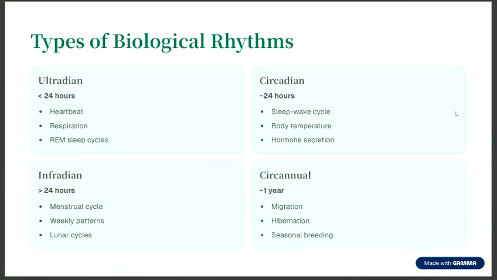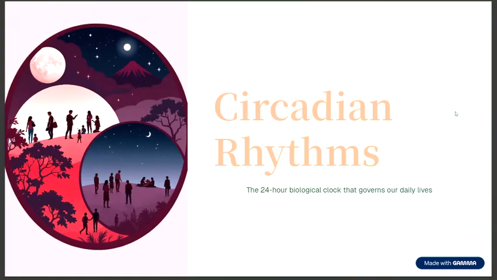So, the types of biological rhythms are ultradian, infradian, circadian, and circannual. And we have to focus on circadian and circannual as it is mentioned in the syllabus. First, let's start with circadian rhythms. What they basically mean is that these rhythms are about a day. They run on a 24-hour cycle.